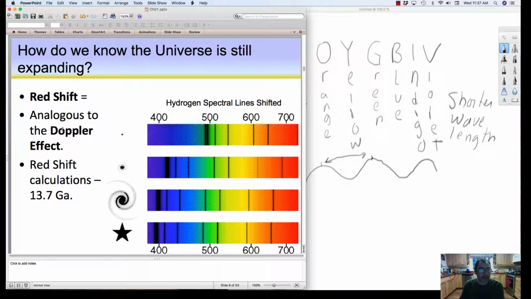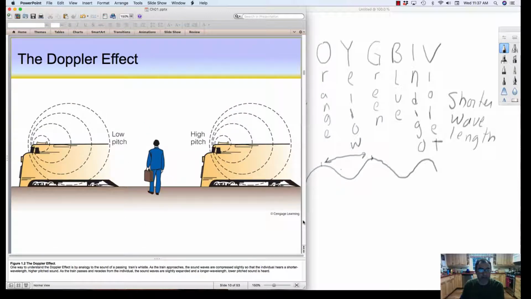And so the analogy is this idea of the Doppler effect, right? Your book has a little figure here of a train. The train approaches you. If you were standing by the train, you would hear a high pitch, right? Because the waves are compressed, and you would see shorter wavelengths. So that would mean that the object is moving toward you. As the train pulls away from the station, you would hear a lower pitch, which means that the wavelengths are longer, right? So that's telling you that the object is moving away from you. So that's the analogy with stars.